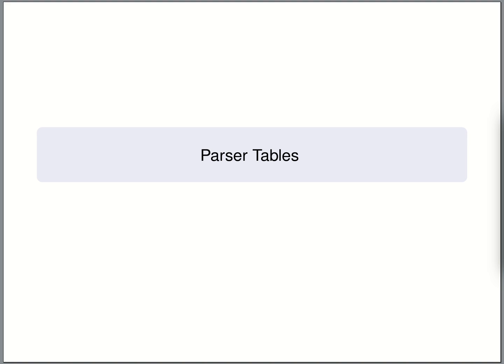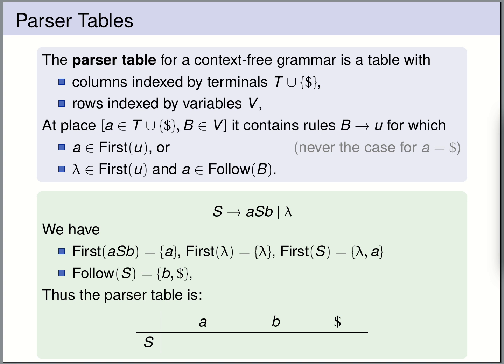Now we have computed the first set and the follow set, and we are going to use this information in order to create a parser table. A parser table for a context-free grammar is a table that has columns indexed by terminal letters and dollar, and rows indexed by all the variables of the grammar. And we now fill each cell in this table by a set of rules of the grammar.